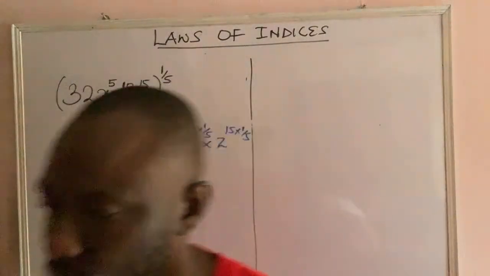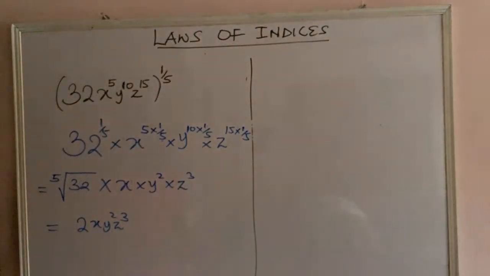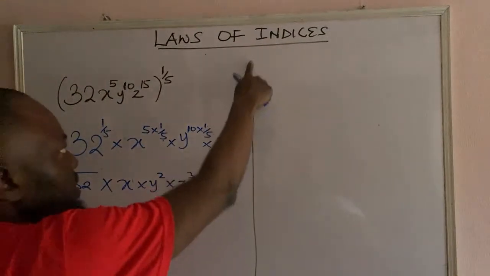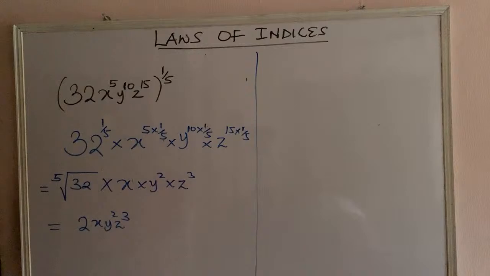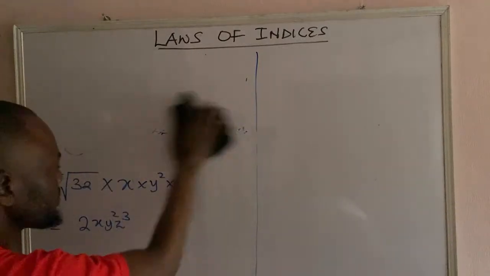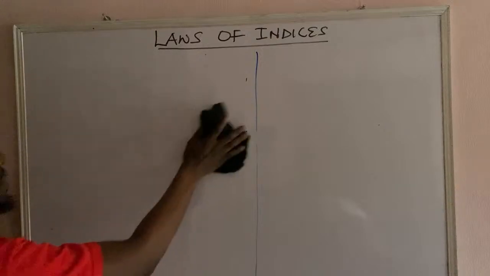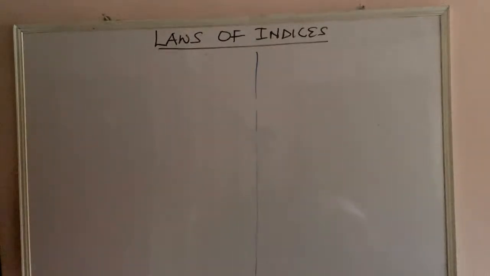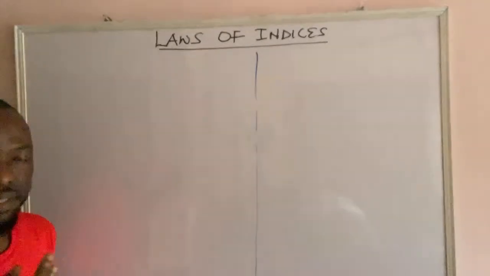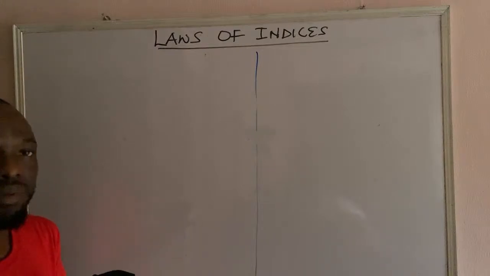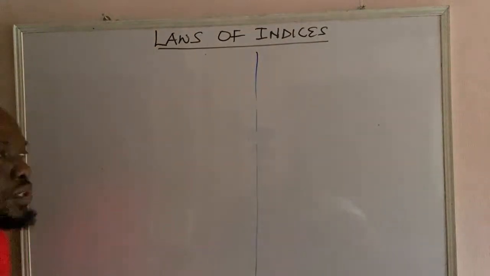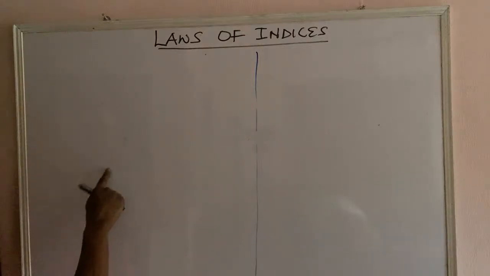Now we've seen the fractional power law. Now we want to see, okay, you can copy that quickly. So we want to solve some questions very quickly. We've seen the product law, the quotient, the zero power, the negative power, the double power law, and then we've seen the fractional power law. All right, so let's see how we can apply them in solving a problem.